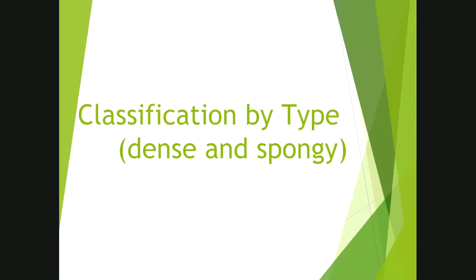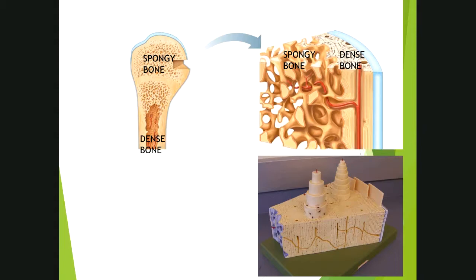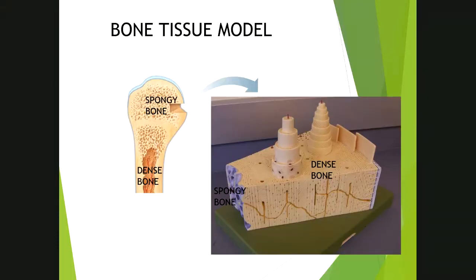And then the third way to classify bones is by type. And there's two types of bone. There's dense bone and spongy bone. So here's dense bone, here's spongy bone. Well, if we were in the lab, we would be looking at this model right now. So this is a three-dimensional plastic model. And if we look at it, it's also got dense bone. Here it is right here. And spongy bone. Here it is right here.